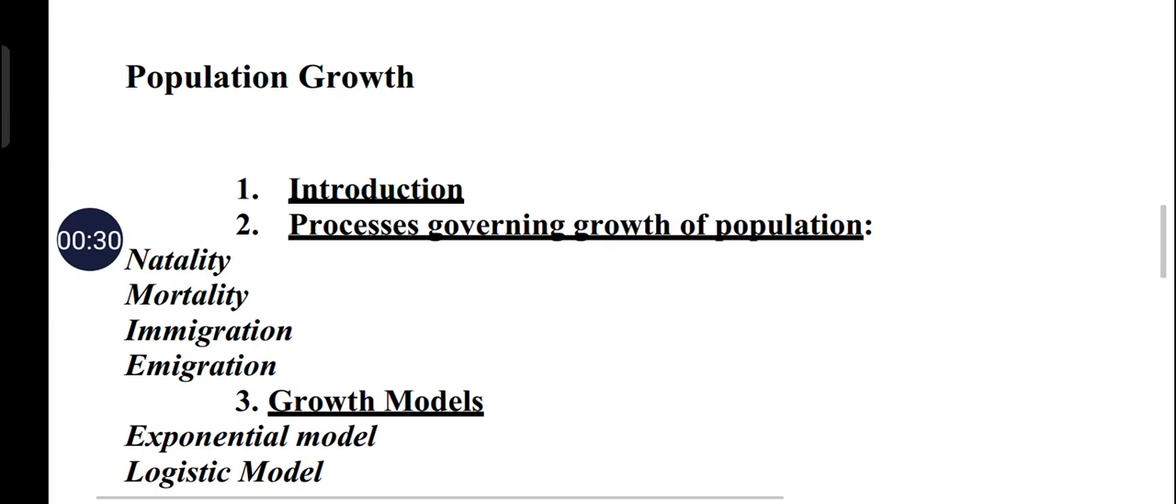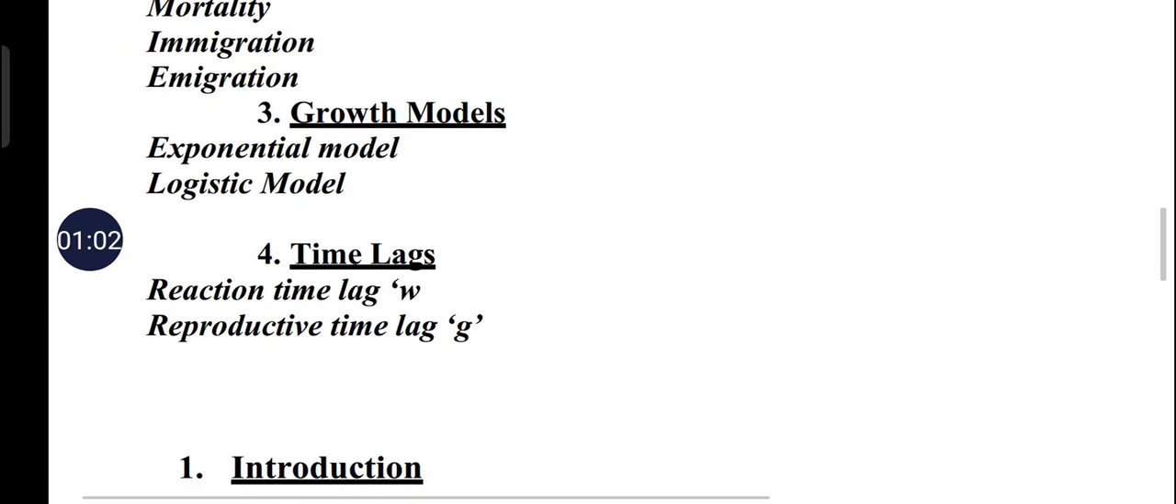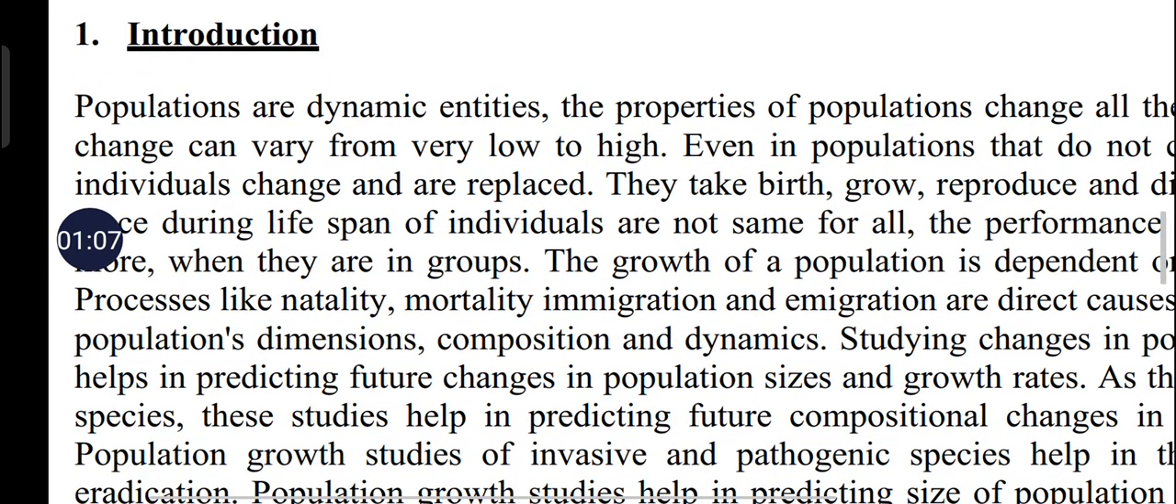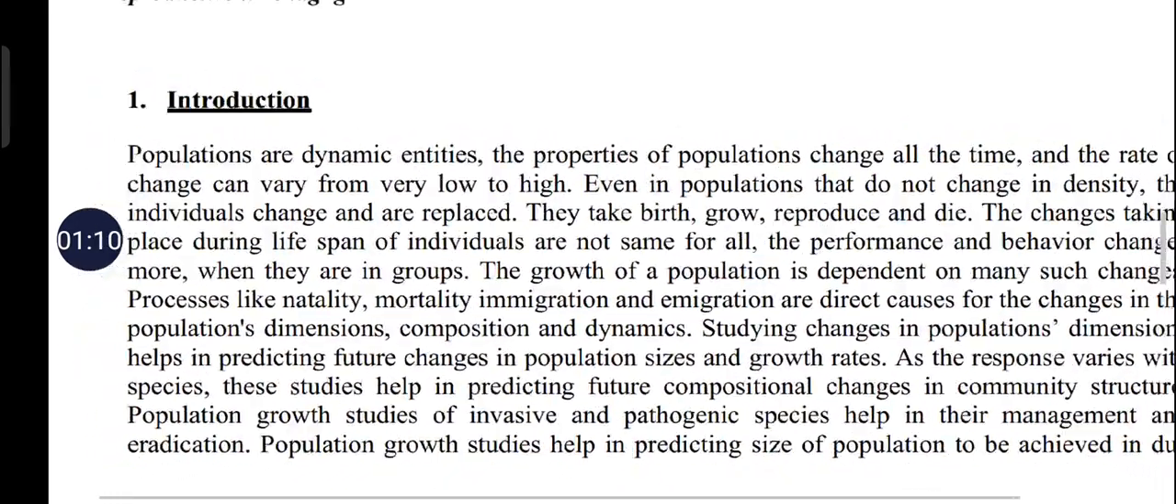Here, population growth consists of several things. What are the things we are going to study here? Mortality, natality, immigration, meaning migration, and emigration are the processes governing growth of population. Growth models and time lags are also present. From the introduction onwards we can see this population growth.